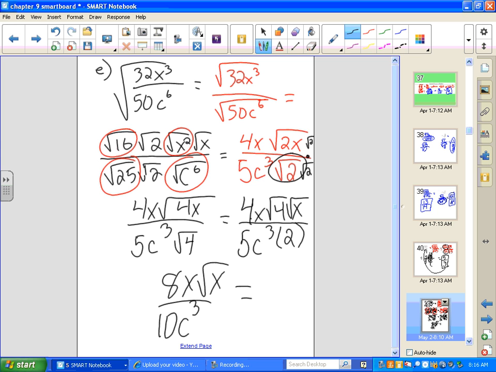Is there supposed to be a square above the 8x? No. Because this square root of x stays here. No, there was never a 4x squared. It's 4x, Alyssa, because the square root of x squared is x. Okay? There's one more step, Justin.